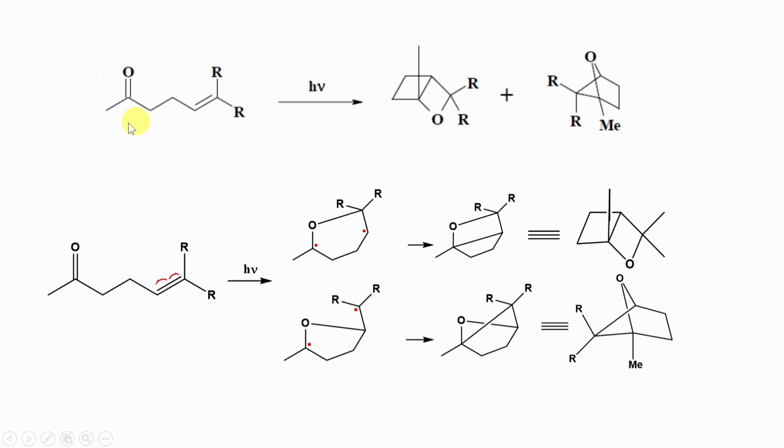This unsaturated ketone, on irradiation, gives this oxetane and this epoxide. Okay, the mechanism of this intramolecular Paterno-Buchi reaction is like this. On irradiation, two diradicals are formed, either this diradical or this diradical. From this diradical, ring closure takes place to form this oxetane, and from the other diradical, ring closure takes place, forming this epoxide.